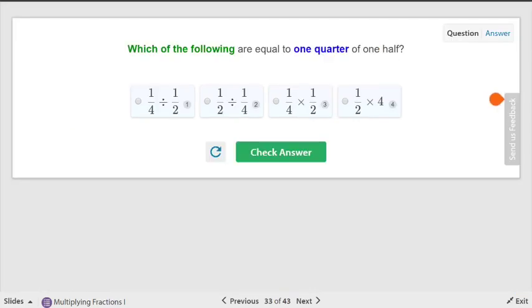All right. Which of the following are equal to 1/4 of 1/2? So 1/4 of 1/2. The first one, 1/4 divided by 1/2. The numbers are in the right order, but what's wrong? It's times. Yes, be careful. What does of mean? Times. So that number right there means half. You had the numbers right, but not divide, but multiply. Okay. Thank you.